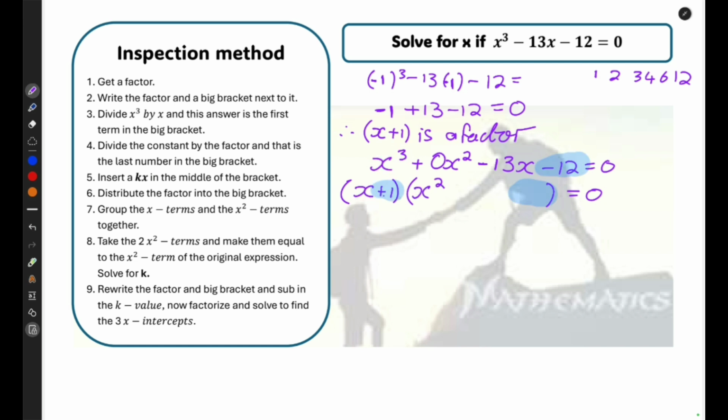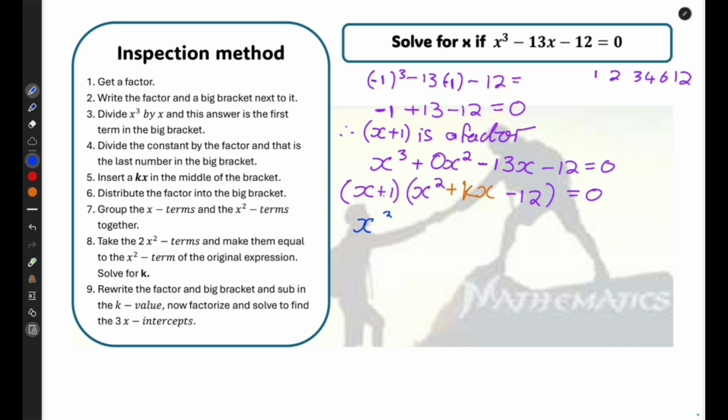Now I do the same with the 1 and the minus 12 at the end, and that would still give me minus 12. Now I'm going to put in a kx as a placeholder there. Okay, now the method says I am going to distribute this x with all 3 of those terms, and then the 1 with all 3 of those terms, and that's going to give me 6 terms for this step.